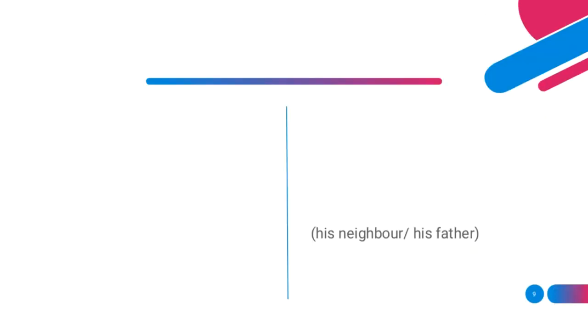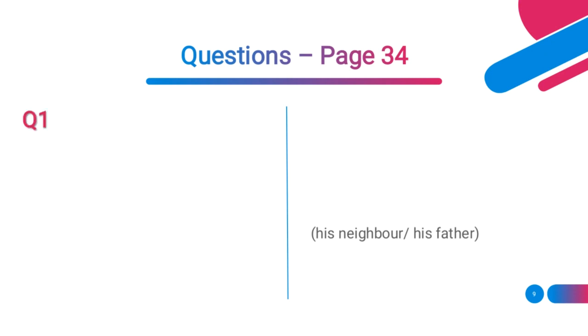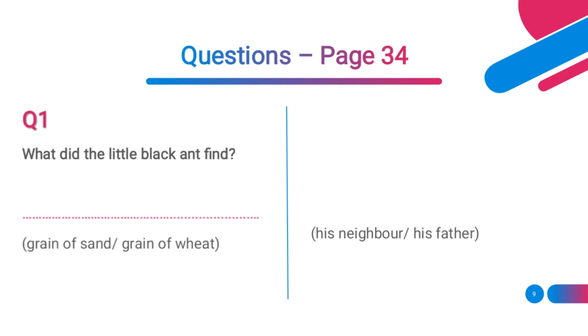Okay children, yes. Now let's move on to some questions given on page number 34. What's the first question? Let me read the first question. What did the little black ant find? Do you remember? The very first line of the poem says that the black little ant found dash. What's the answer? The little black ant found a large grain of wheat, isn't it, dear children? So all of you write here, grain of wheat.